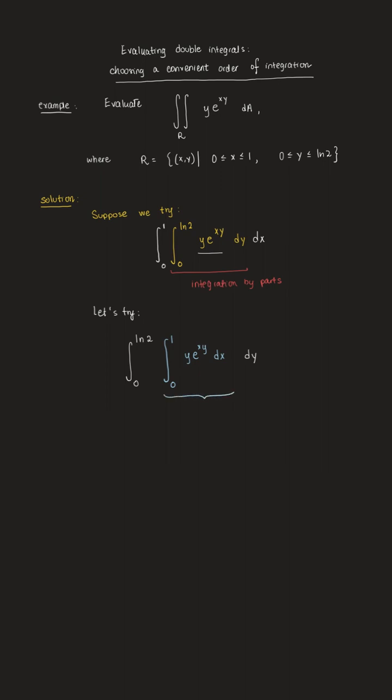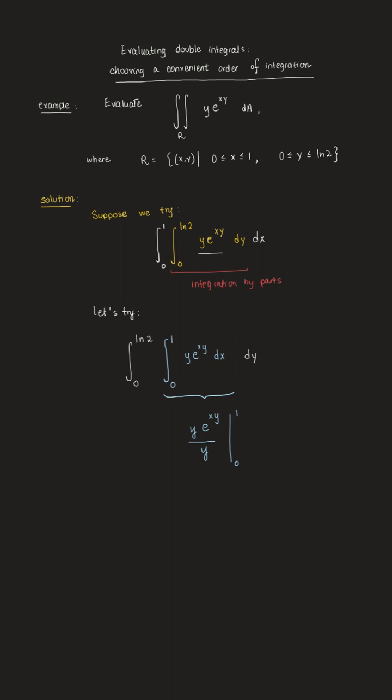The integral of y e to the xy will be y e to the xy, but then when we integrate, we have to undo the chain rule, which means we're going to need to divide by the constant in the exponent, which is y. And we're going to need to do this from 0 to 1. So we have integrated with respect to x.